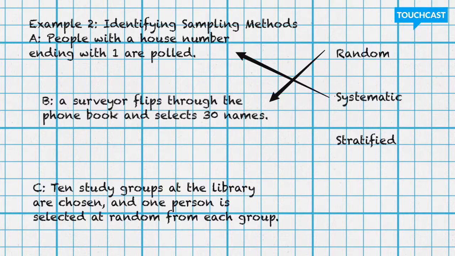How about if we have 10 study groups at the library are chosen, and one person is selected at random from each of those groups? To me, that seems very much like we are randomly picking those study groups, and then within those study groups, we are randomly picking a person, which fits the definition of a stratified sampling method.